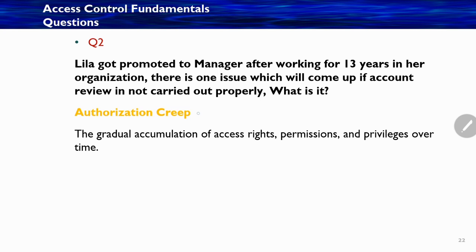So the issue in this scenario is authorization creep. As we see from this scenario, she changed her role. Okay, so she got a gradual accumulation of access rights, permissions, and privileges over time. So her account needs to be reviewed, and the problem is authorization creep.